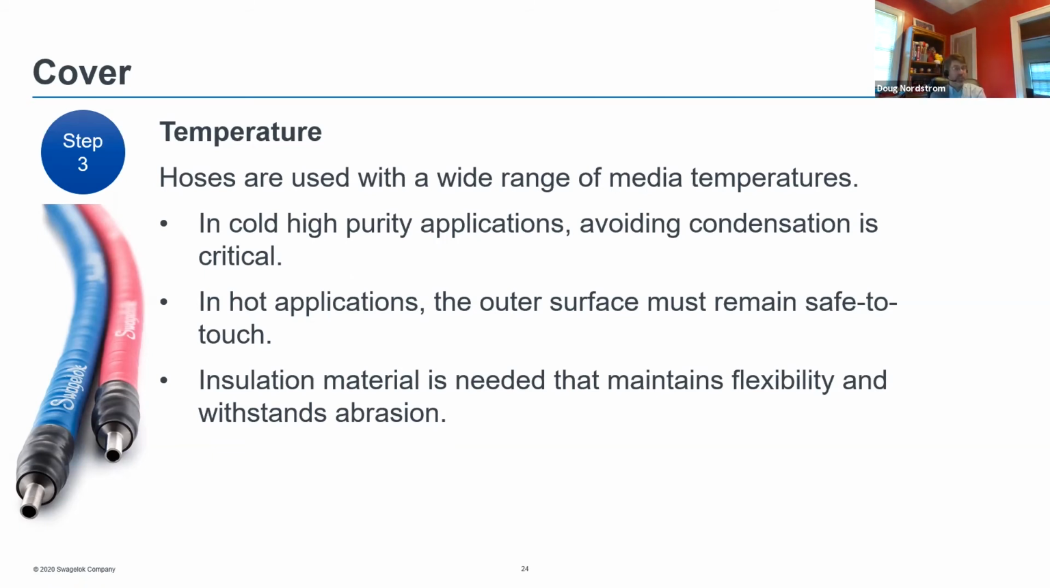So insulating the hose is the only way to avoid condensation in high purity situations. And then more commonly though, in hot applications, steam lines, things like that, hose can be very dangerous to touch. 200 degrees steam with a metal braid, if you touch that, you'll end up with a pretty significant burn. So again, insulation is needed to keep the outside of the hose safe to touch.